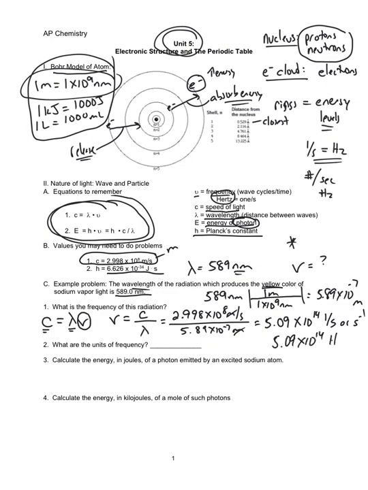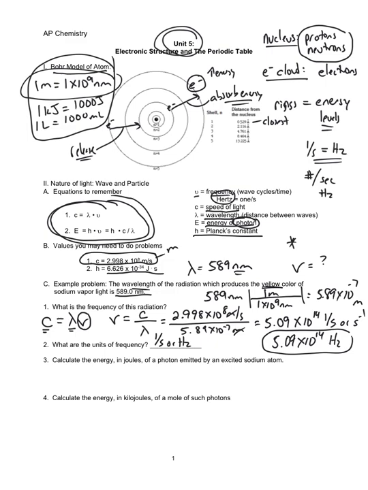Or what you'll often see it labeled as is hertz. 5.09 times 10 to the 14th hertz. Okay, what are the units on frequency again? Unit of frequencies is 1 over s or hertz, either one.